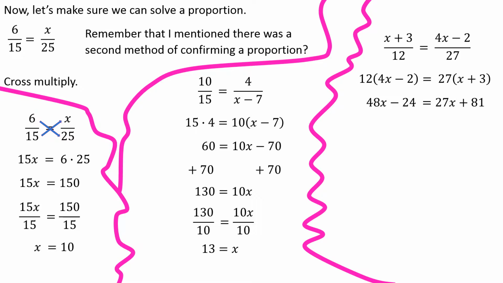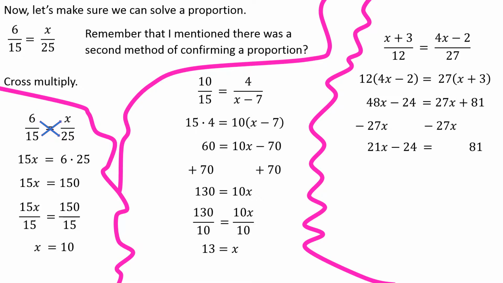4 times 12 is 48. 2 times 12 is 24. Keep track of your x, keep track of the subtraction symbol. 27 times x is 27x. 27 times 3 is 81. Now, to isolate the variable, I want all my variables on one side. So perhaps here, since I like my variable usually on the left-hand side, I'll subtract 27x.